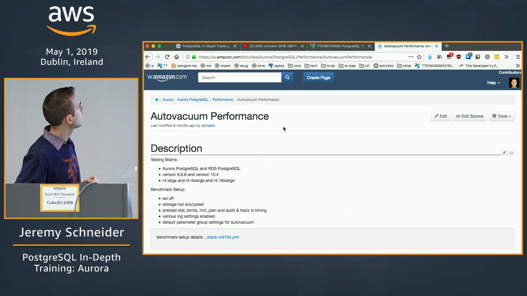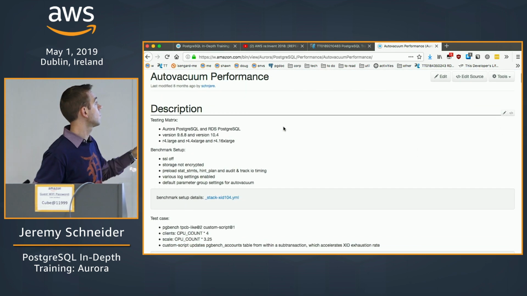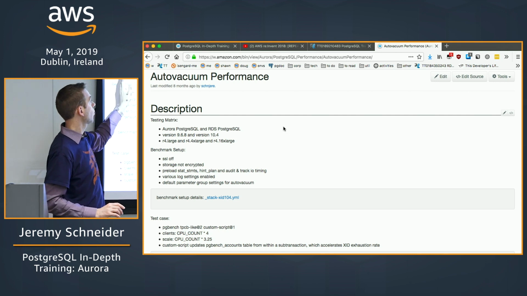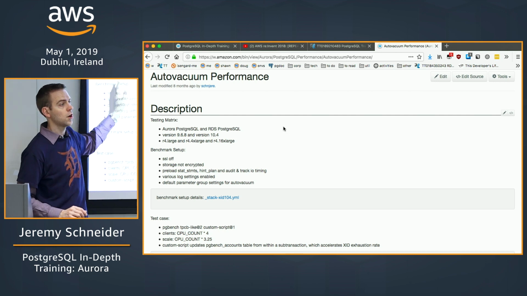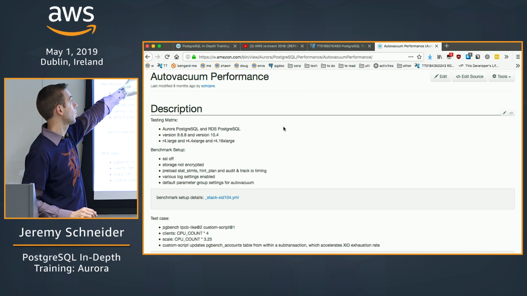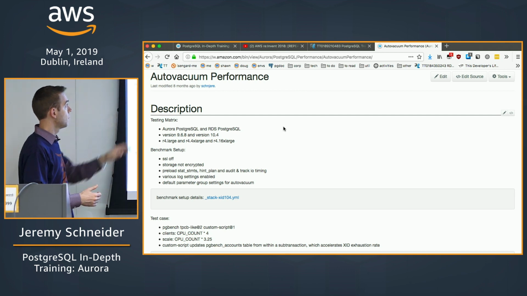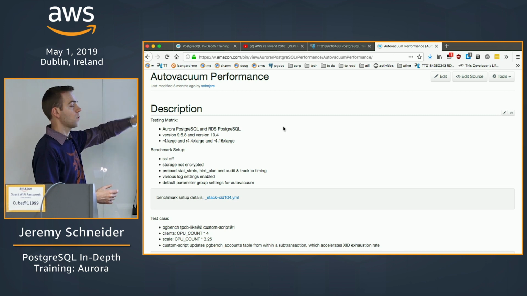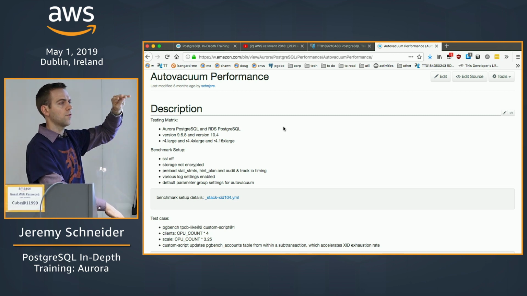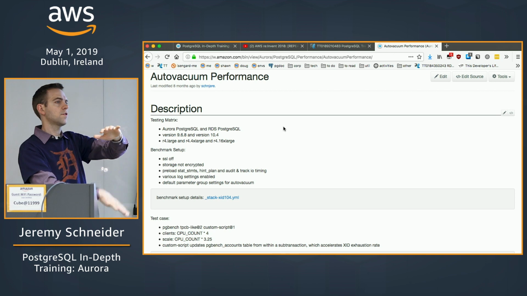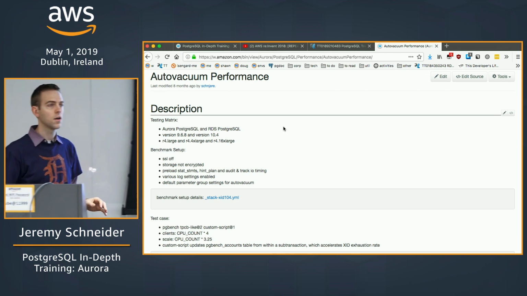The other thing I should mention is that I also tested a matrix. So I did 3 different instance classes, ranging from a large to a 16x, and I did 2 different versions. I did 9.6.8 and 10.4, both. I just wanted to see if there were any differences. So I did both versions on all 3 instance classes. So I had 6 different Postgres systems, 6 different Aurora systems, just to compare, right?